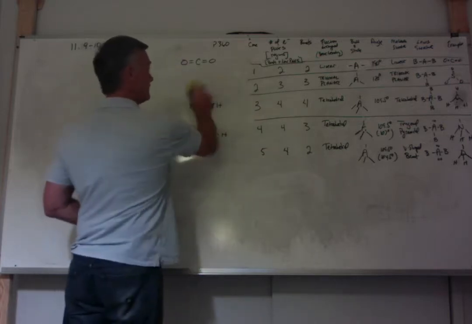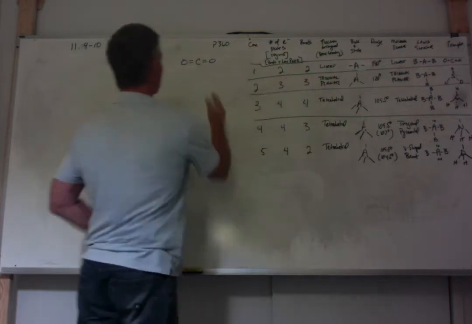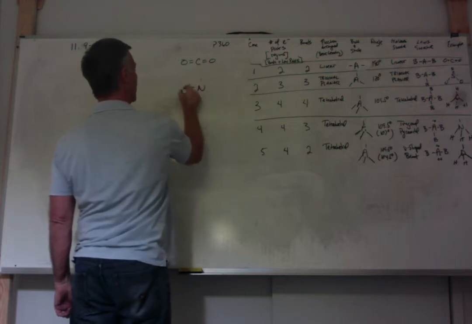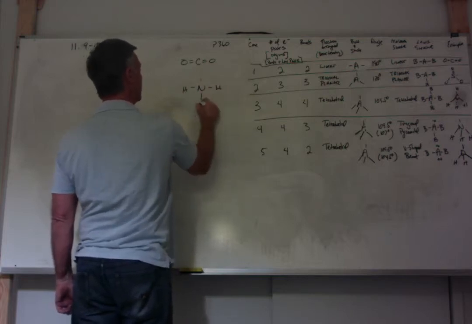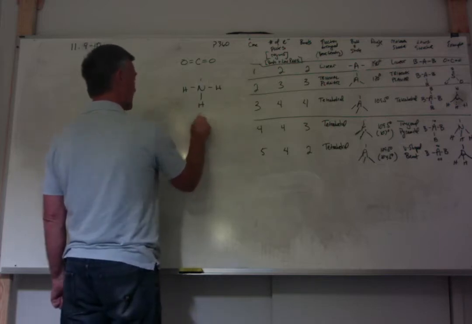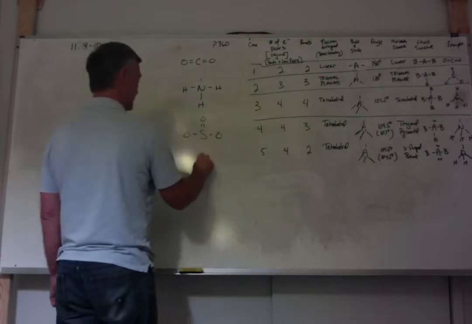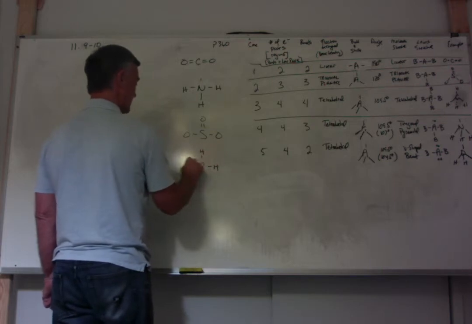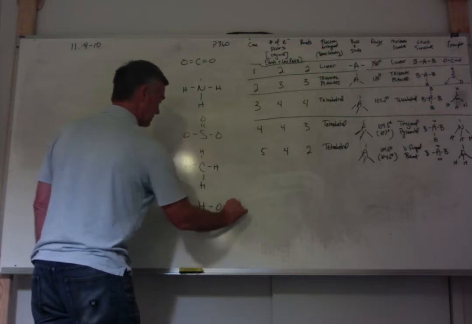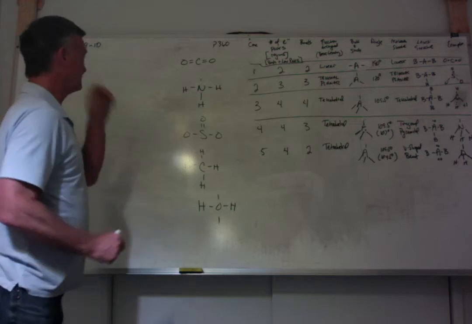Now, the next one counts the number of actual bonds. So let me actually do this. We've got this one. Let's have as well, say, sulfur trioxide. And let me do in here carbon tetrahydride and water. And I've done the Lewis structures here real quick.